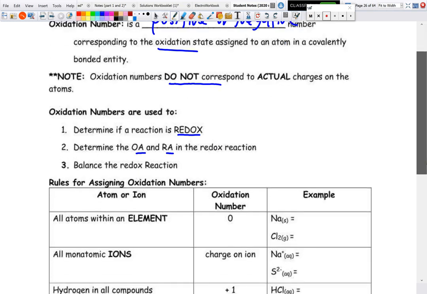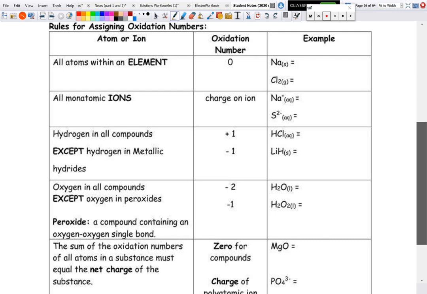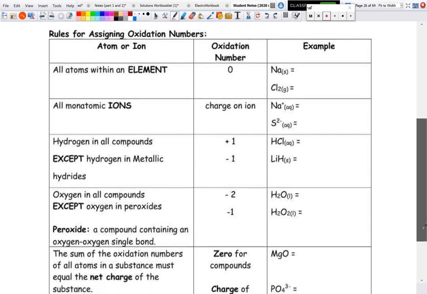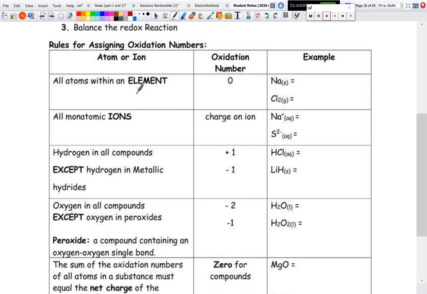So in order to figure out these oxidation numbers or oxidation states, there are different categories of atoms or ions. First of all, elements are going to have an oxidation number of 0. So if you see something like a sodium element, the oxidation number is 0. A chlorine element, Cl2, oxidation number is still equal to 0. So they will have 0 charge because they're elements.